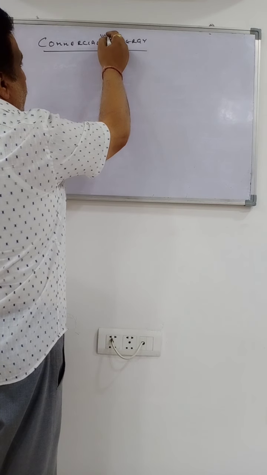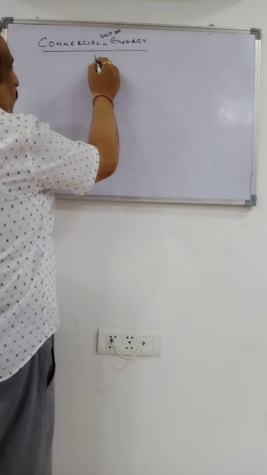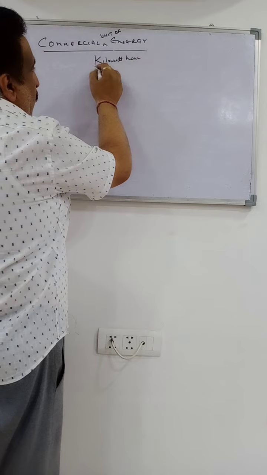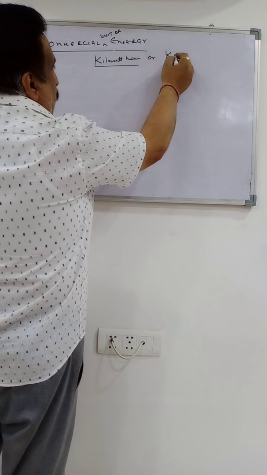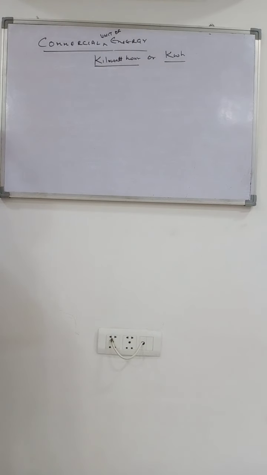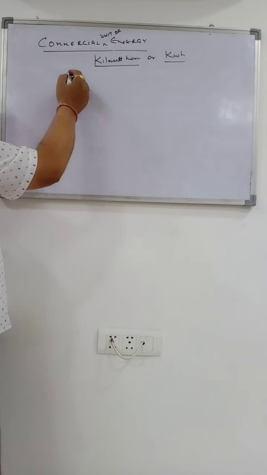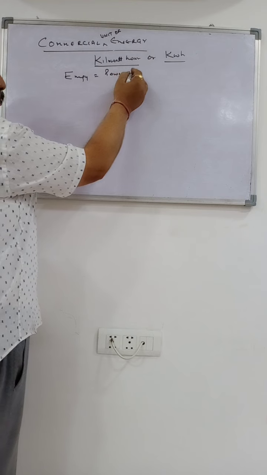Commercial unit of energy is kilowatt hour. ये आपके मीटर पे भी किलोवाट आवर लिखा होता है. कमर्शियल यूनिट ऑफ एनर्जी. ठीक है. नाउ यू नो दैट एनर्जी इज इक्वल टू पावर टू टाइम.